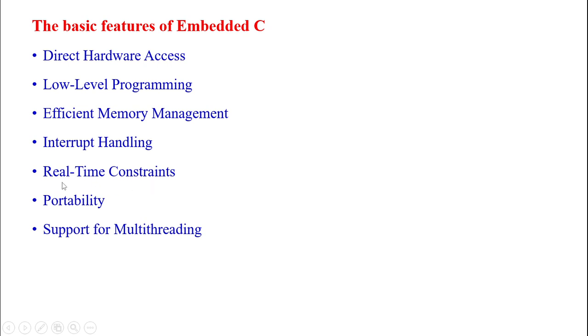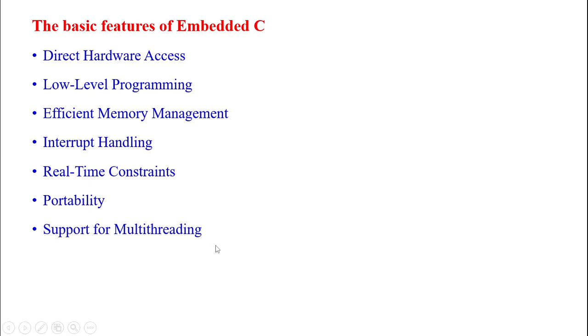And real-time constraints. Embedded C provides real-time applications such as medical devices, automotive, and various real-time applications where time is very crucial. In such places embedded C plays a very important role. And portability: you can port the code in the form of a hardware abstraction layer. Using HAL, we can easily port from one microcontroller to another. HAL stands for hardware abstraction layer.